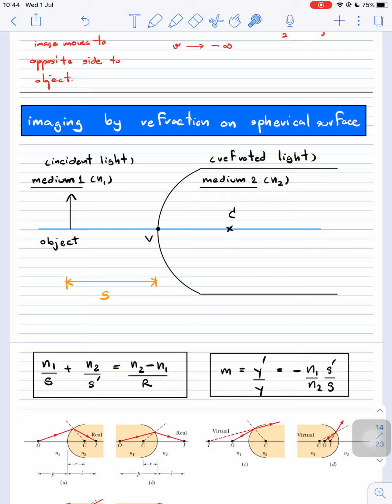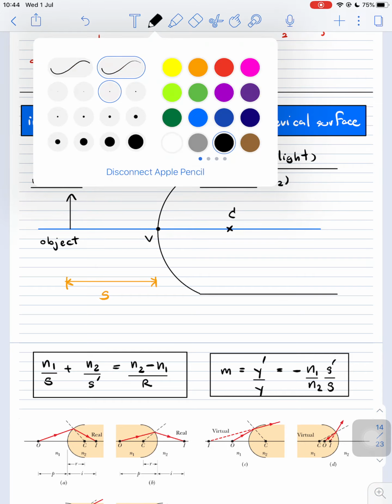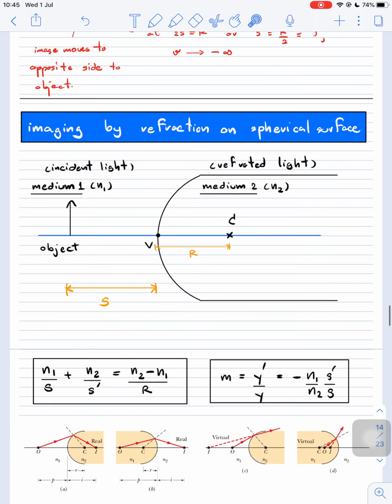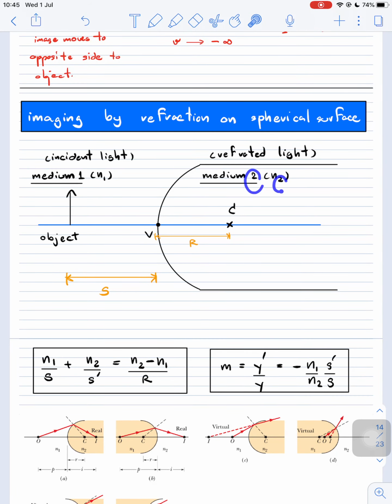This medium 2 forms a spherical surface here with a radius of curvature equal to R. This is the radius of curvature, the distance from the vertex to the center of curvature. The refractive index of medium 2 is n2. The number 2 is reserved for the refracted light.